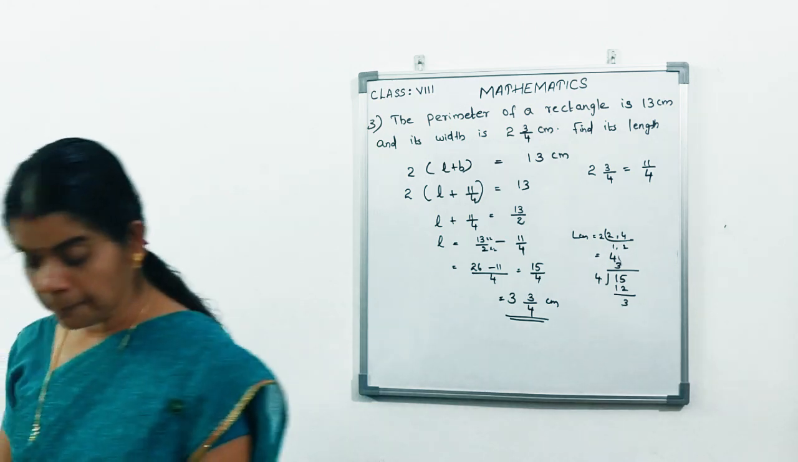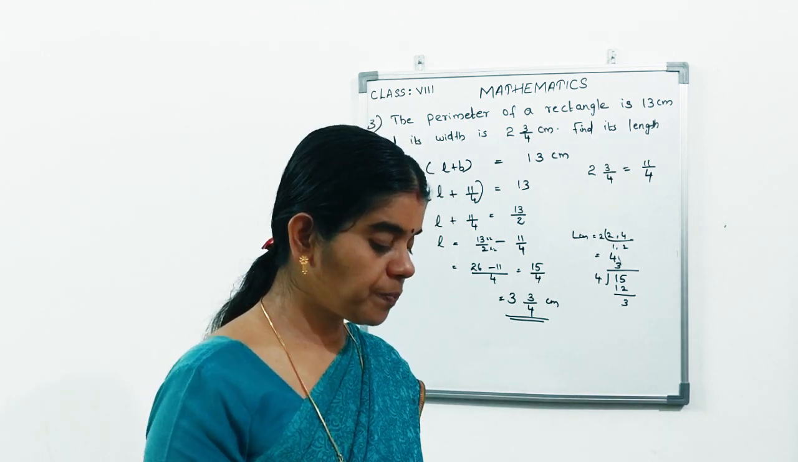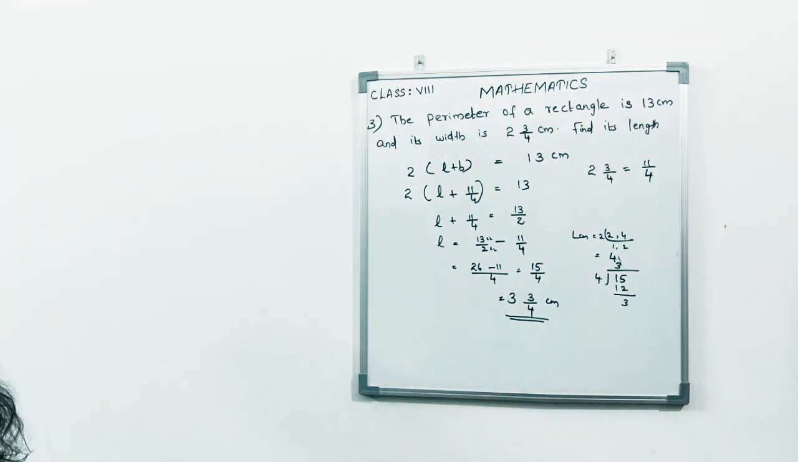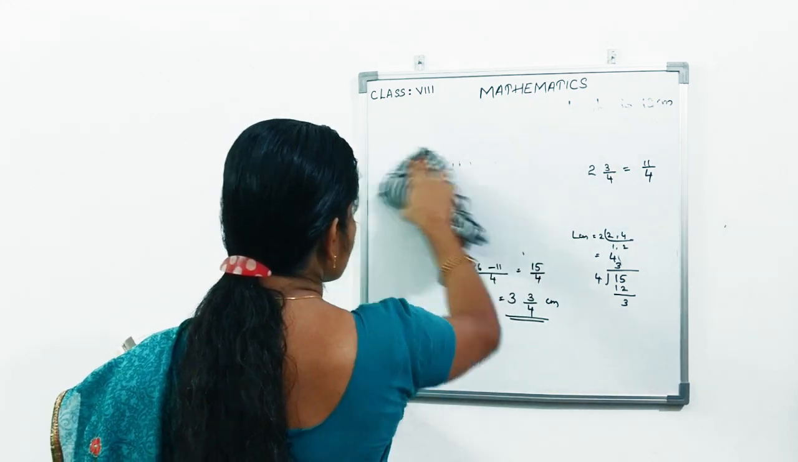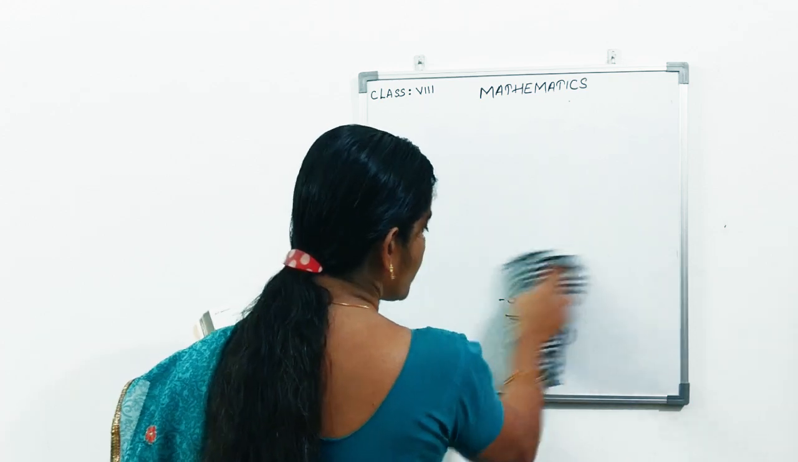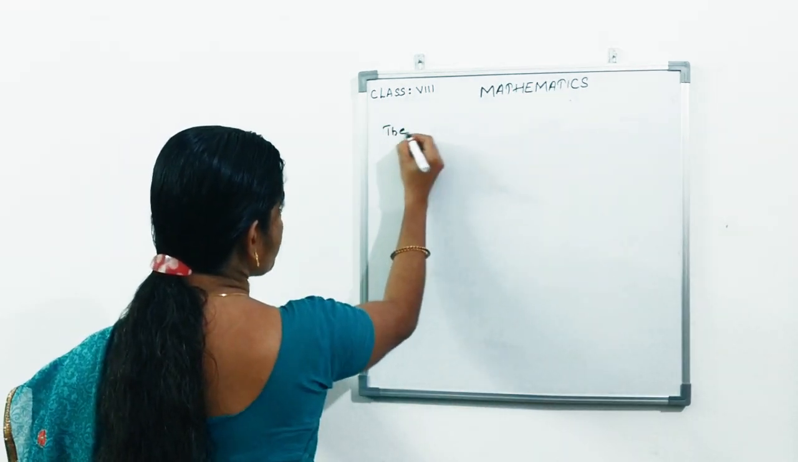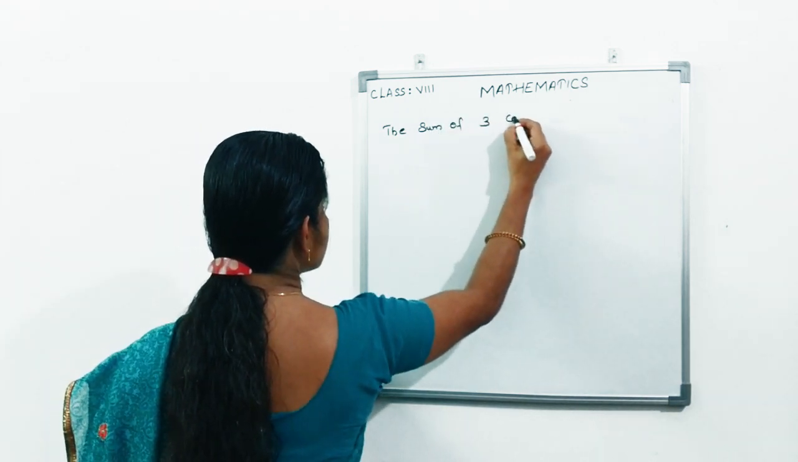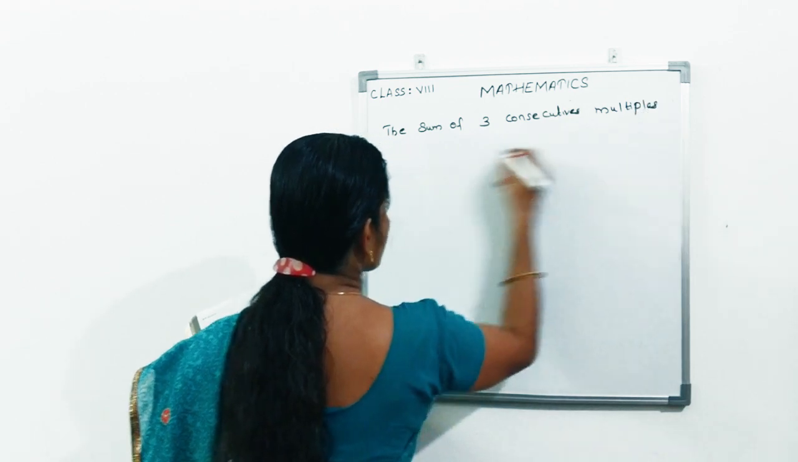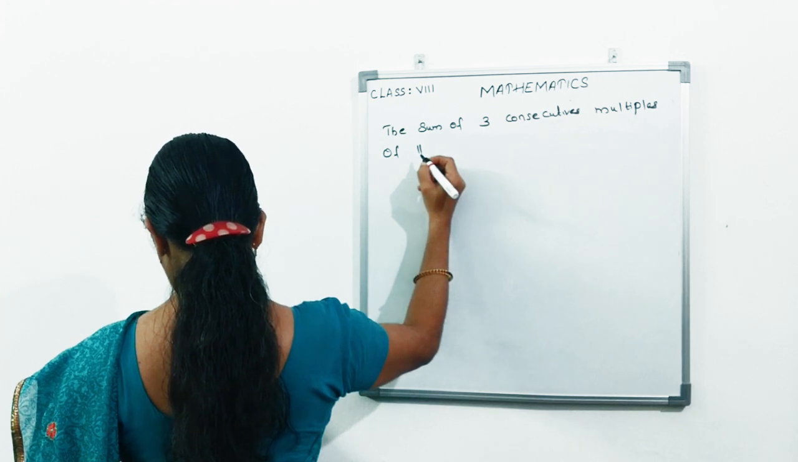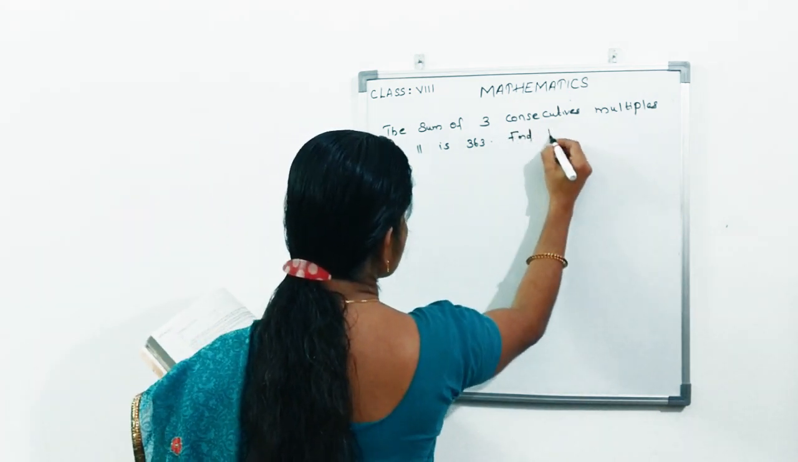Then I will read one more question. Listen here. The sum of three consecutive multiples of 11 is 363. Find these multiples.